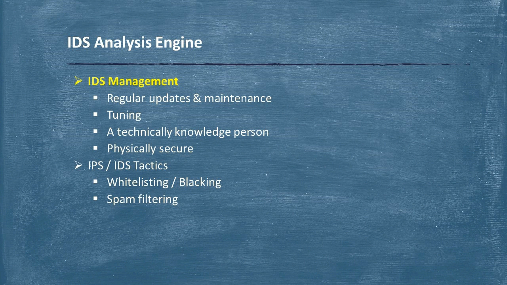IDS and IPS use whitelisting and blacklisting techniques. Whitelisting is trustworthy, whereas blacklisting is a problem. If something is blacklisted, then an alert will be sent. Another is spam filtering. Spam is unwanted, unsolicited mail that needs to be filtered.